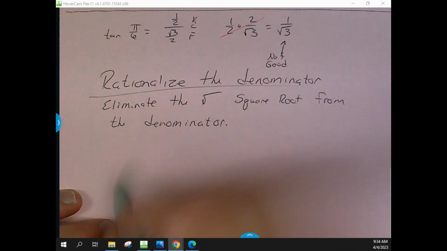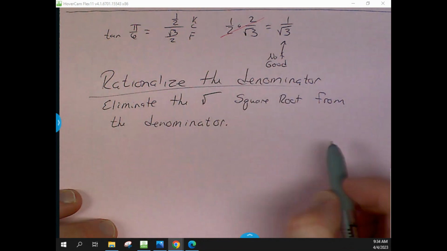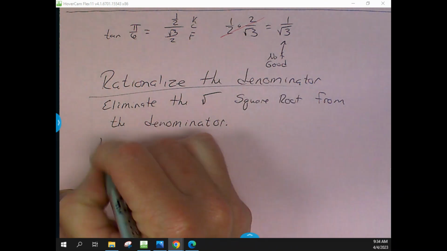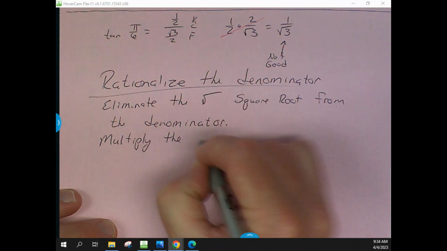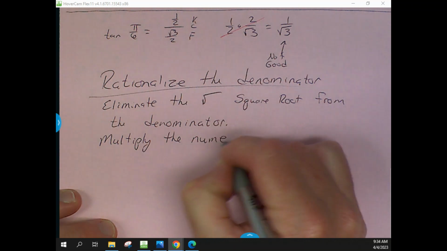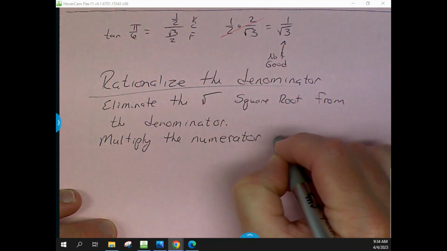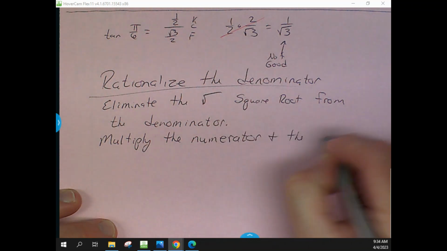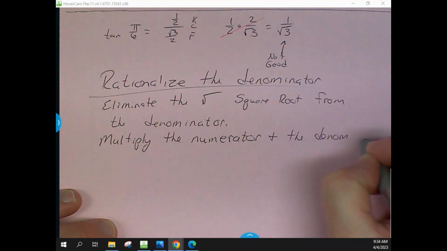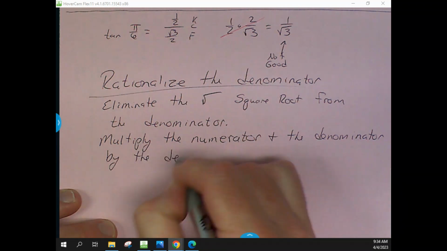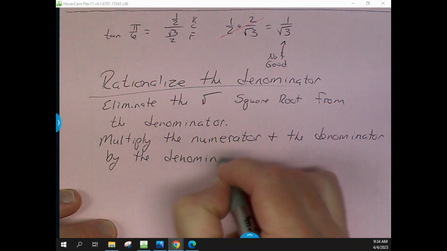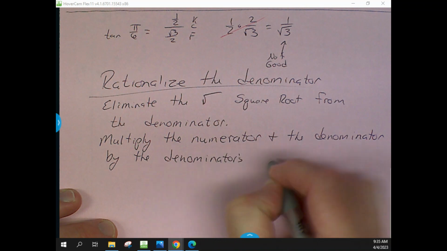So to rationalize the denominator, to eliminate the square root from the denominator, you're going to do basically one thing. You're going to multiply the numerator and the denominator by the denominator's radical.